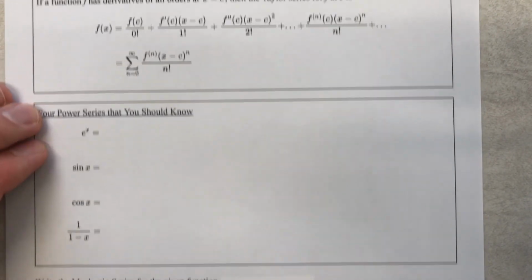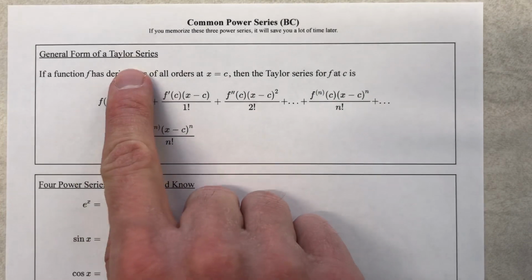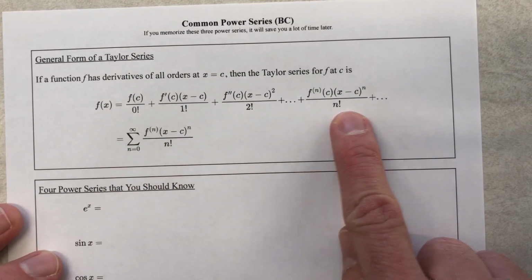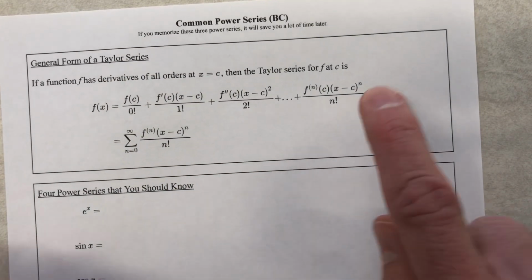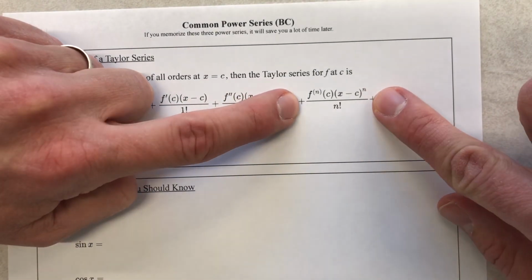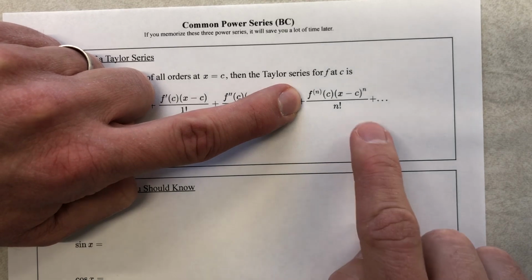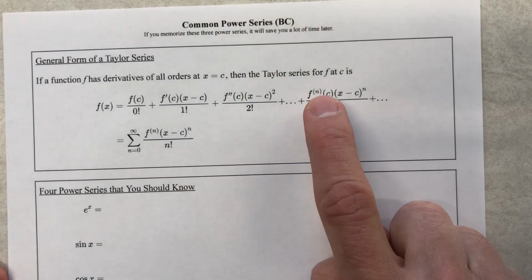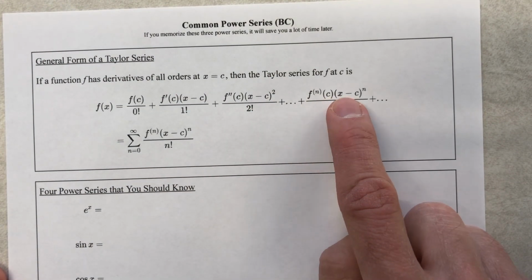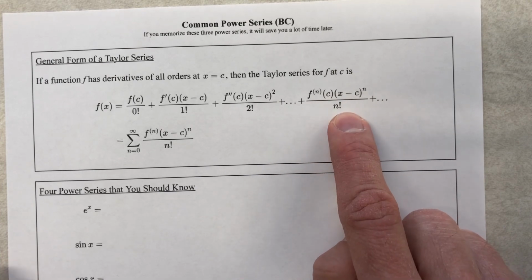Okay, take a look at what you've seen before. The general form of a Taylor series is this structure right here. You've seen it, you've dealt with it, and I'm going to focus on this term, which is the explicit term, the term that takes you directly to whatever term you want. Take the nth derivative, evaluate it at c, x minus c to the n over n factorial, right?